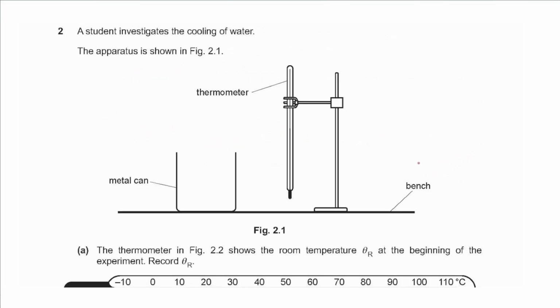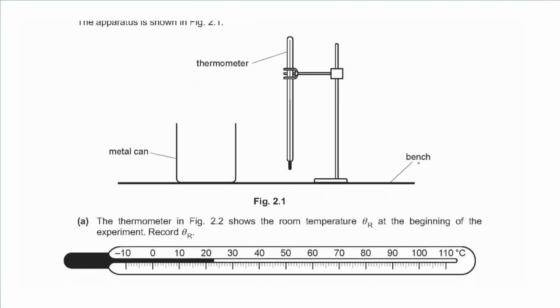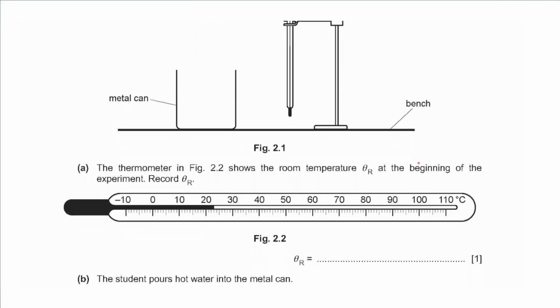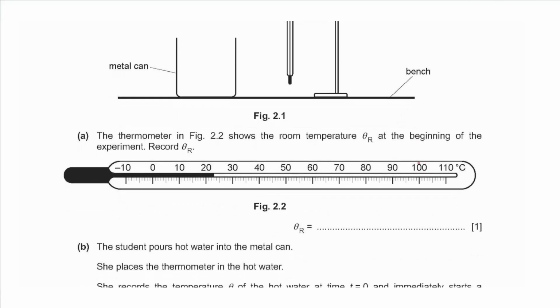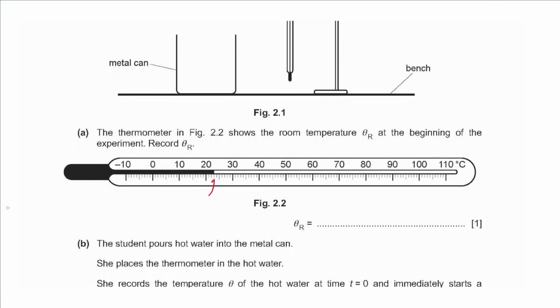Question 2 says the student investigated the cooling of water. The apparatus is shown in figure 2.1. Part A says the thermometer in figure 2.2 shows the room temperature theta r at the beginning of the experiment. Record theta r, which is here 23, so 23 degrees Celsius.